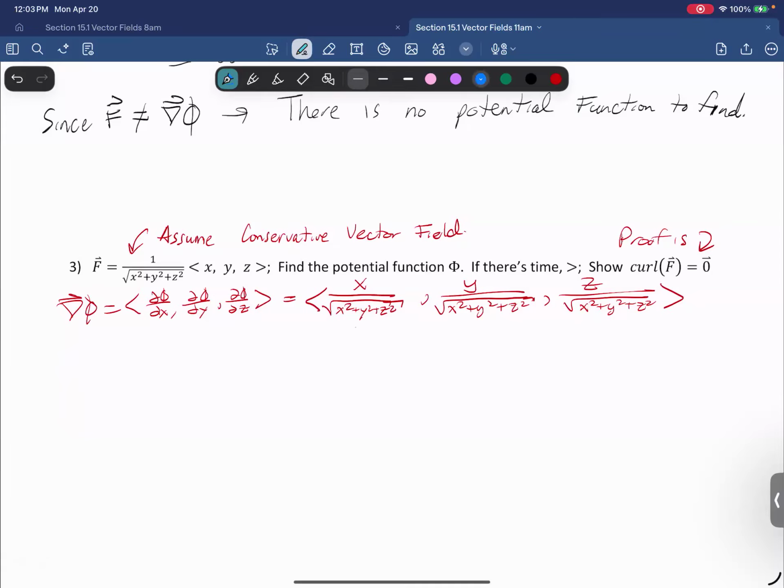Nice. So that's my d phi dx. That's my d phi dy. That's my d phi dz. And phi is some function of x, y, z.